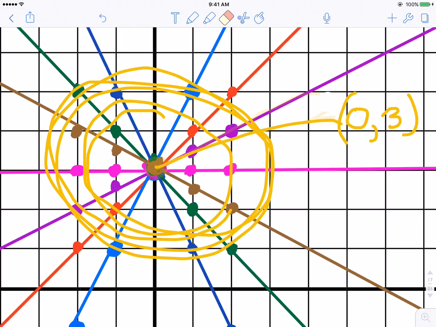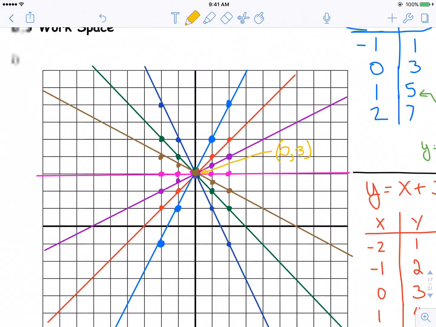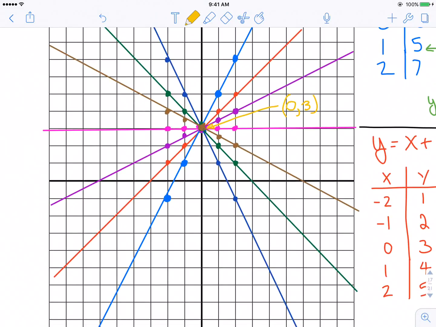So that's what's the same about all of those graphs. What's different about all of those graphs? Well, the difference is, so there's that point again. Look at all the lines. They all go in different directions. Some are positive, some are negative. And we would say that the difference is they all have different slopes. So how are they the same? They all cross at the same point. How are they different? They all have different slopes.